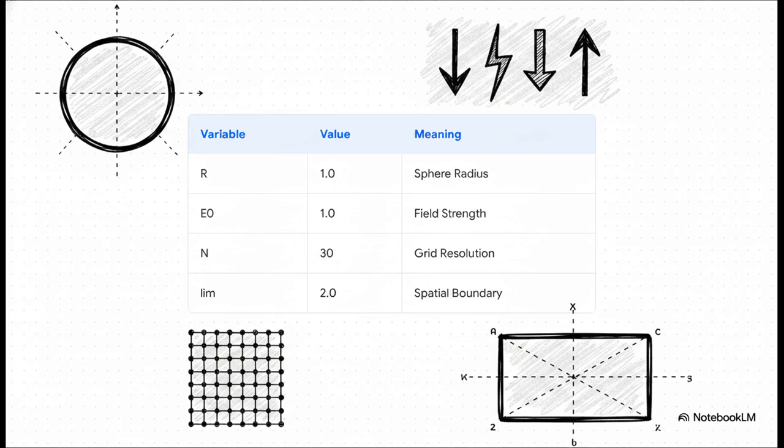We've got R set to 1.0, that dictates the radius of the conducting sphere we're dropping into our world. Then there's E0 set to 1.0, representing the baseline strength of the uniform electric field pushing through the space. Next, N is 30, which acts as the resolution, or kind of like the fidelity of our simulation. And finally, lim set to 2.0 creates our spatial boundaries, basically the physical limits of our digital box along the x and z axes. So, these 4 parameters, they're basically the DNA of the simulation we're about to build.